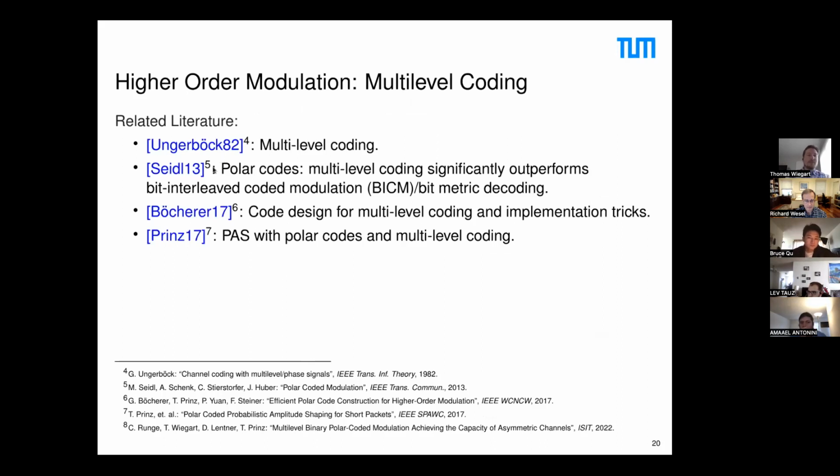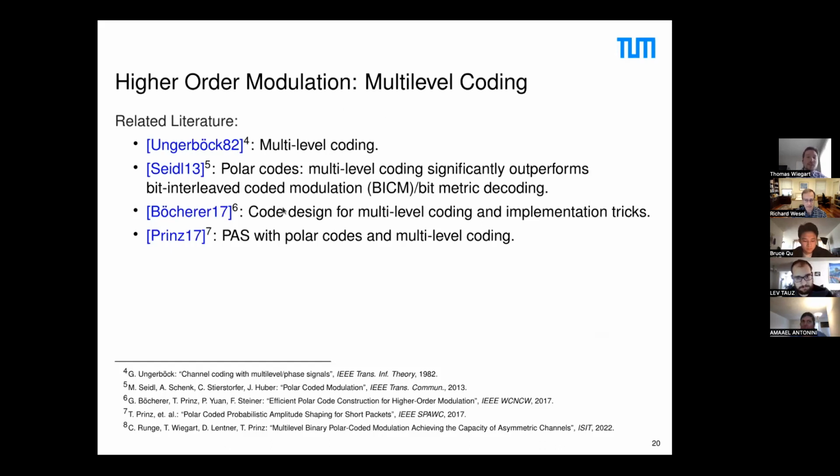Then, for polar codes, Seidel and a group, he's from Johannes Huber's group in Erlangen, also not too far away from Munich, actually. So they considered polar codes for high order modulation, and they looked into multi-level coding, they looked into bit-interleaved coded modulation, and they basically found that polar codes perform very, very well with multi-level coding, and actually way better than just doing bit metric decoding.